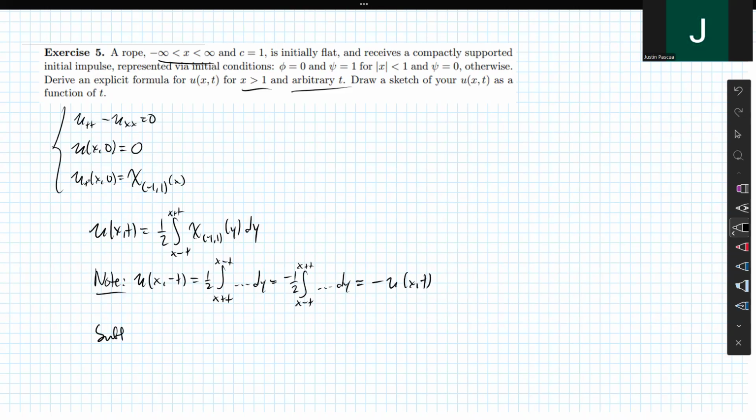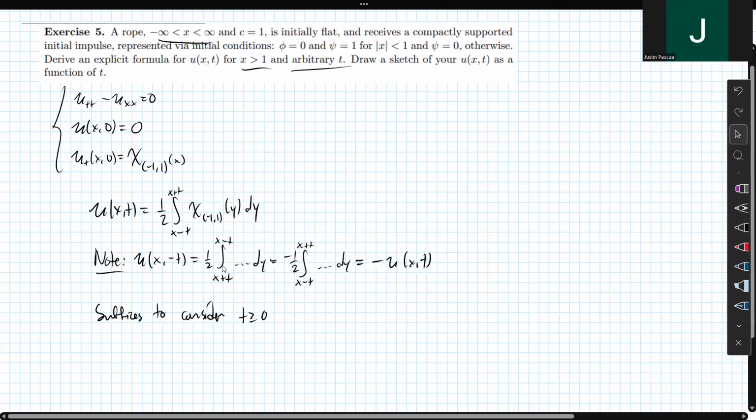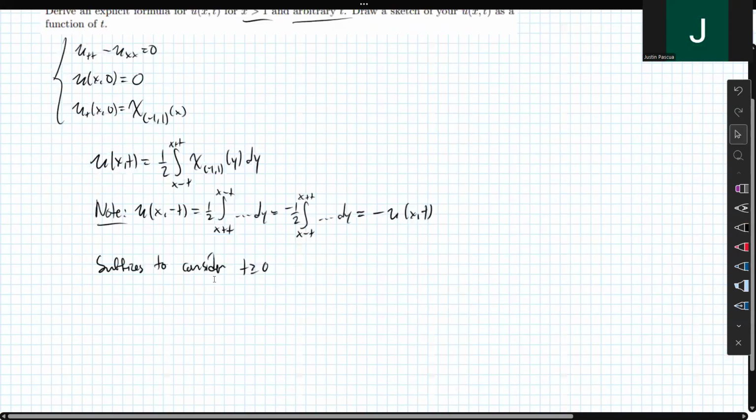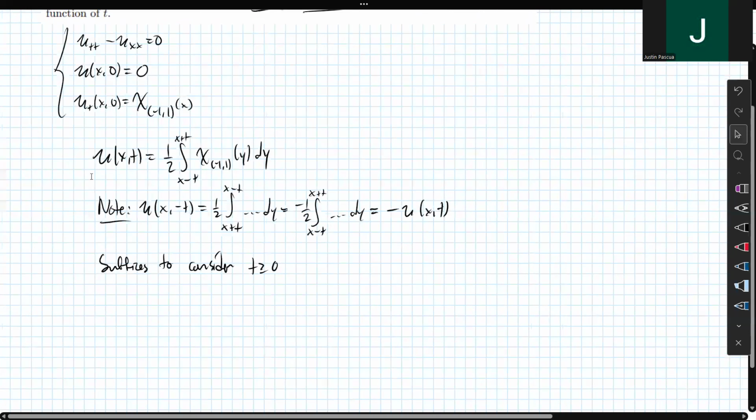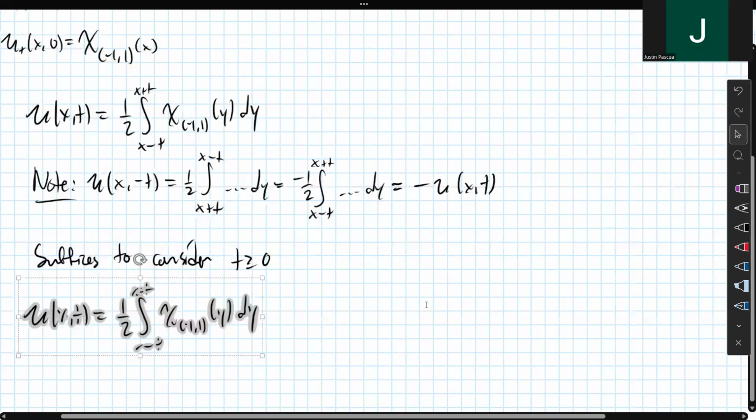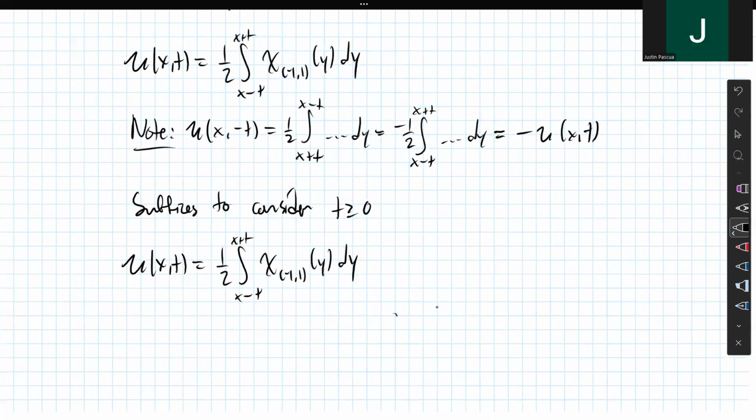Right, so it suffices to consider time greater than or equal to 0, because we can extend our solution in negative time by introducing a minus sign out in front. So let's look closer at our solution given by D'Alembert. So we can rewrite this as an integral on all of R by multiplying the first integrand by the characteristic function on the domain of integration.